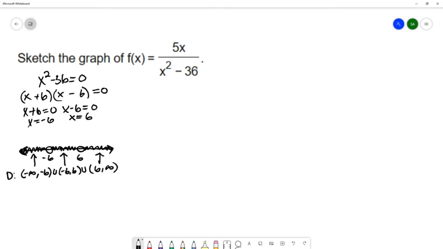The domain of this rational function is negative infinity to negative 6, union with negative 6 to 6, union with 6 to infinity. More simply stated, it's all real numbers except for negative 6 and 6.